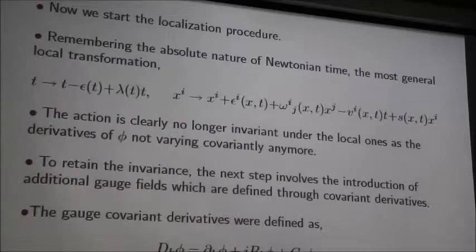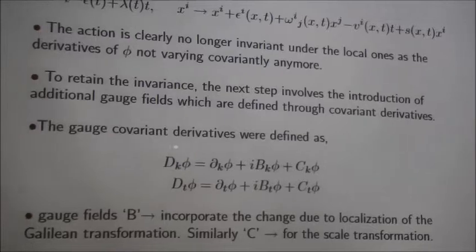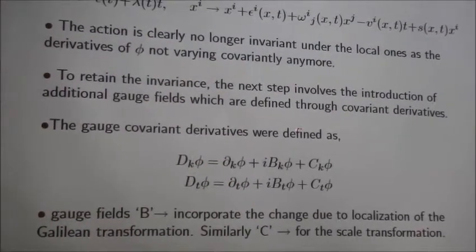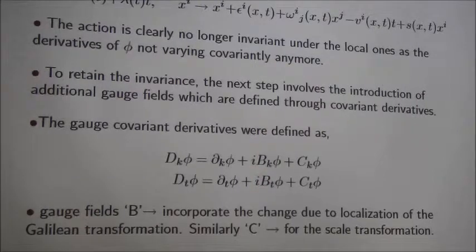So for that reason, to retain the invariance, I involved two kinds of covariant derivative. First, the k covariant derivative was introduced with respect to the local and global coordinates, where B fields are introduced to incorporate the change due to localization of the Galilean transformation. And now the C field has been introduced together with this B field to incorporate the change for scale transformation.